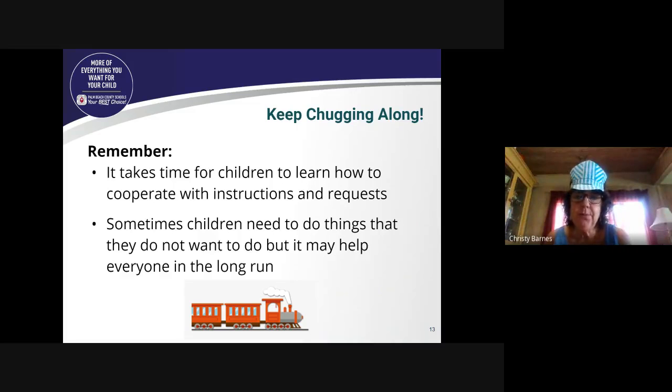So remember, it takes time for children to learn how to cooperate with instructions and requests. If you keep doing the same thing and you're consistent, this will really work. And sometimes children need to do things that they do not want to do, but it may help everyone in the long run.